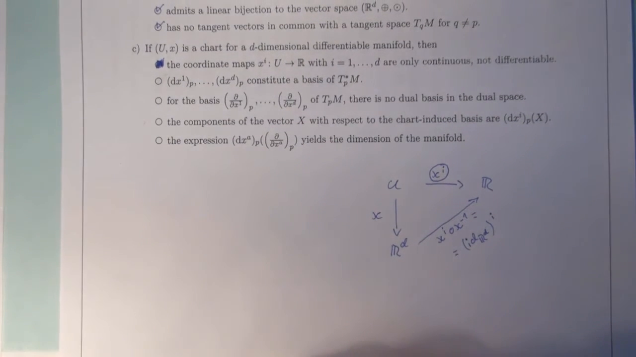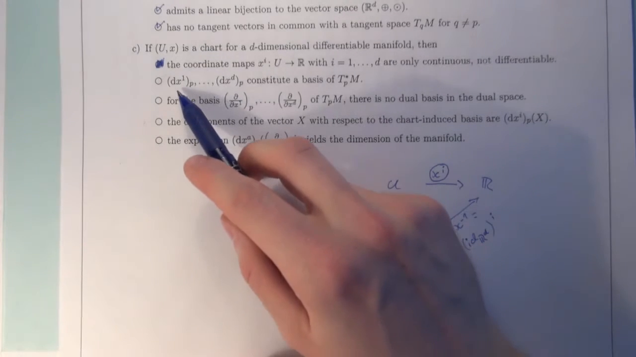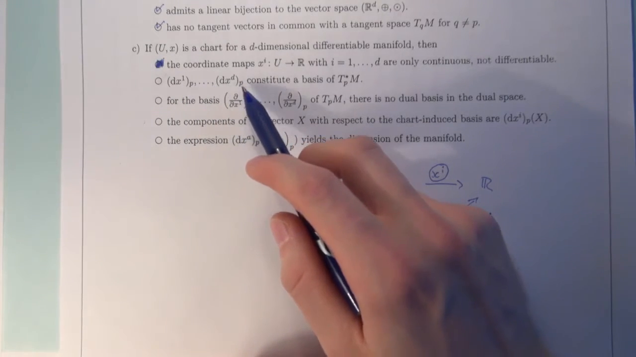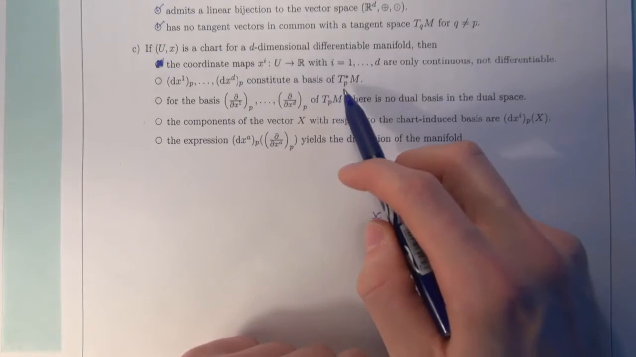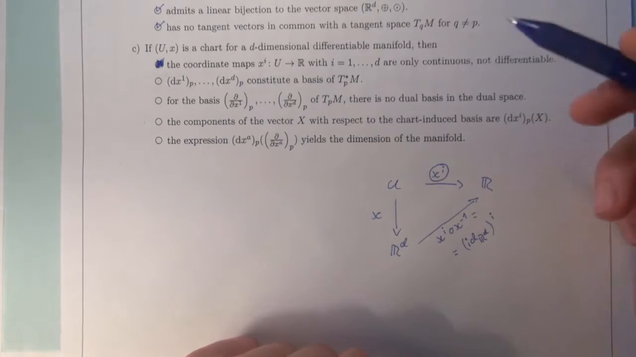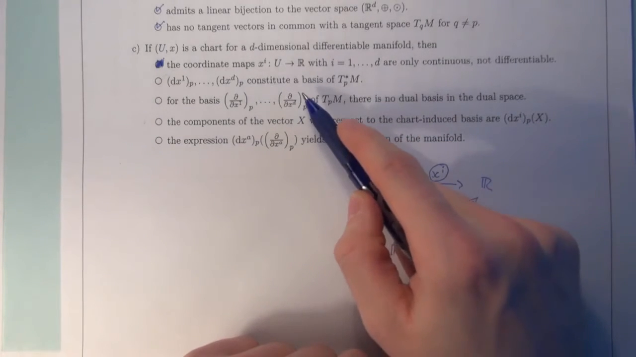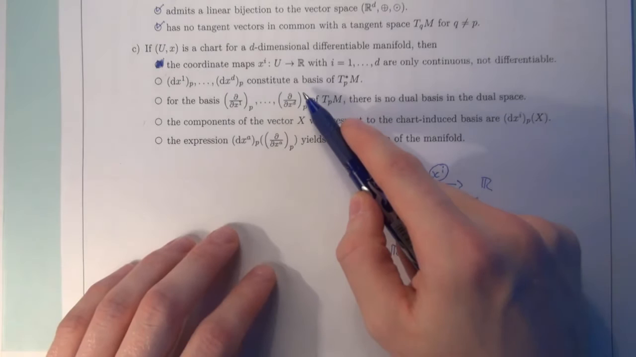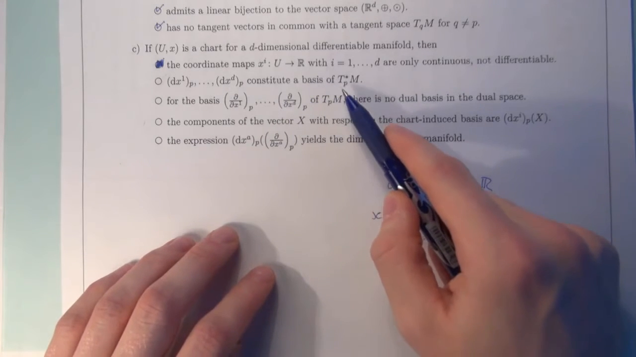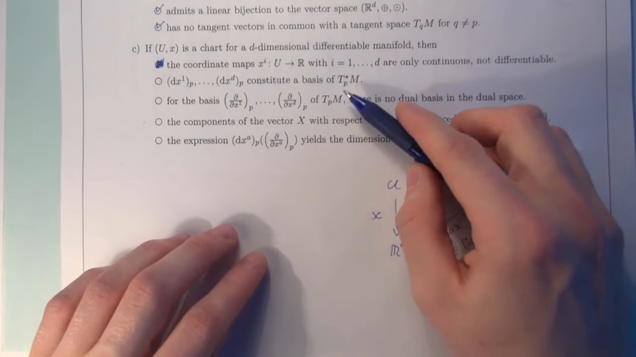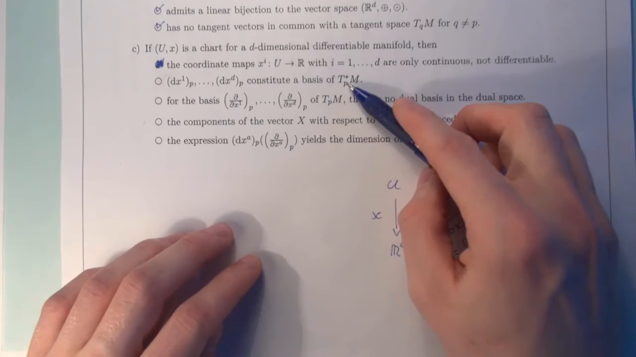If (U, x) is a chart for a d-dimensional differentiable manifold, then these objects dx^1 at the point p to dx^d at the point p constitute a basis of Tp*M. Well, we can show that they do not constitute just any basis, but a special basis, which is the dual basis for the coordinate basis on TpM. And from there it follows that they constitute a basis of Tp*M. Let's show this.